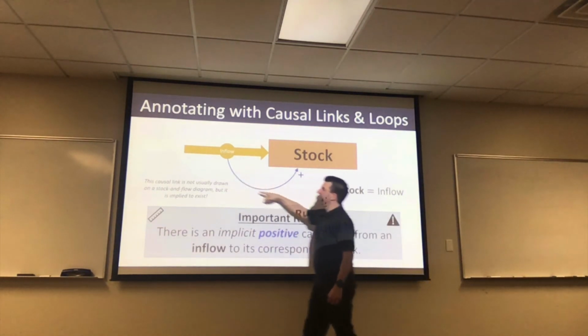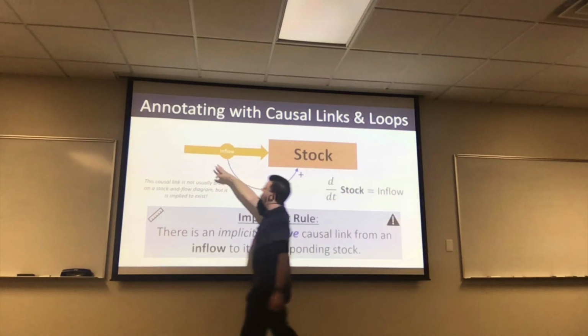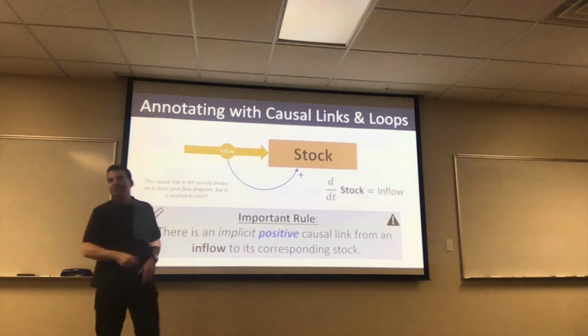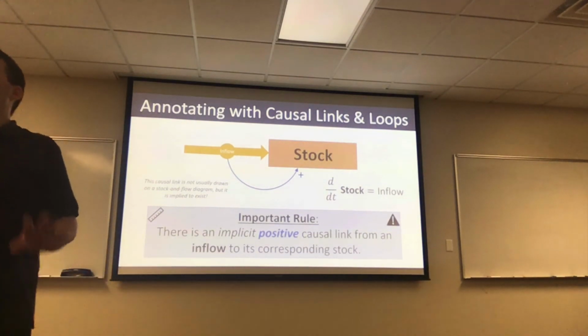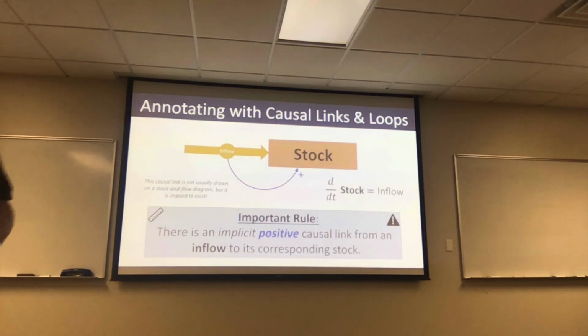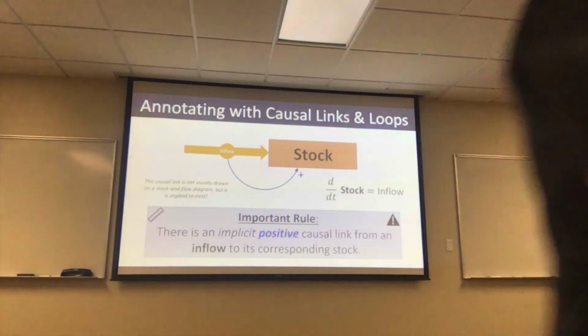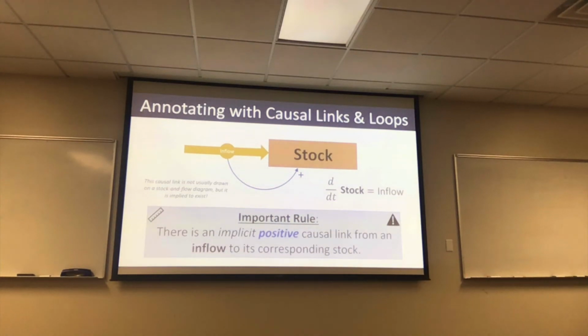Now what I'm showing here is that the inflow always has an implicit positive causal relationship between the flow and the stock it's connected to. We don't often draw this causal relationship, but if you're trying to analyze the causal loops in a stock and flow diagram, you have to always remember that this is there, even though it may not have been drawn. This link may have been left out because it's chart junk, because you already have a thick arrow going this way. But there's an implied thin arrow going from every flow to every stock, even though we don't always draw them.